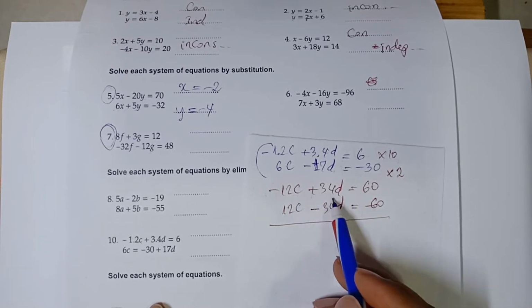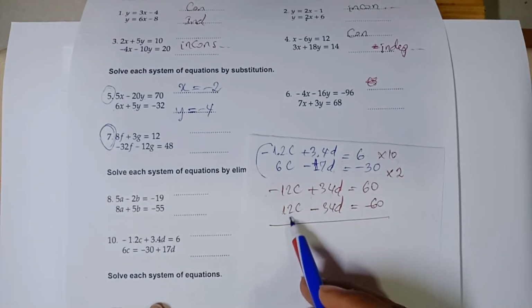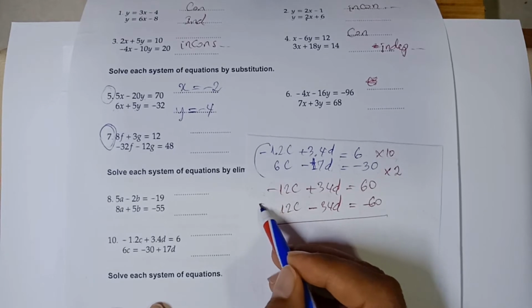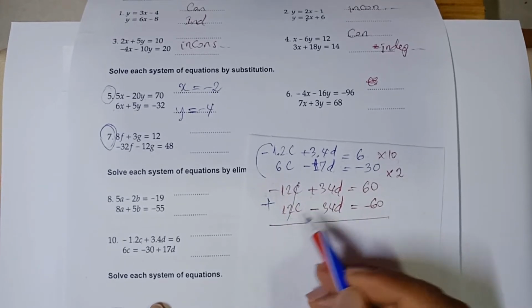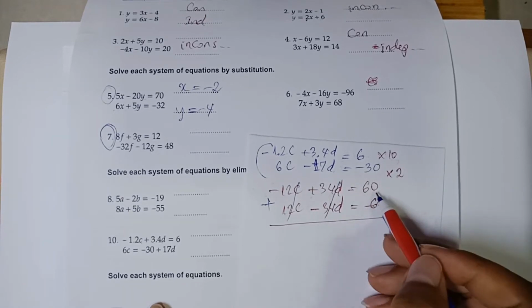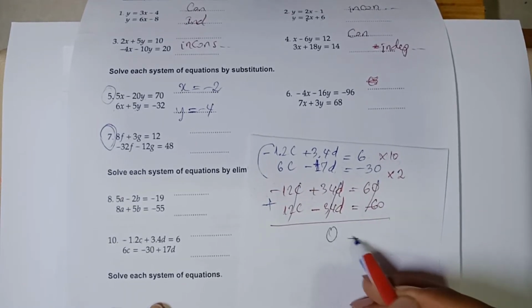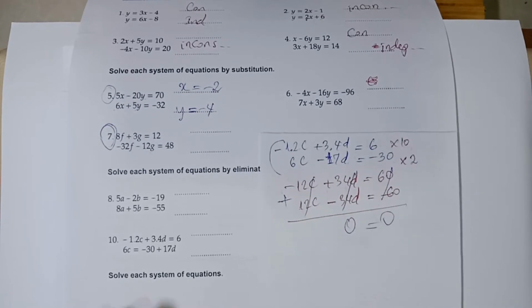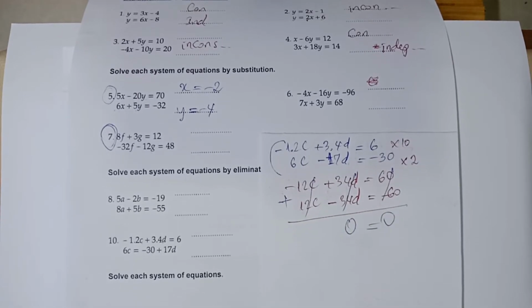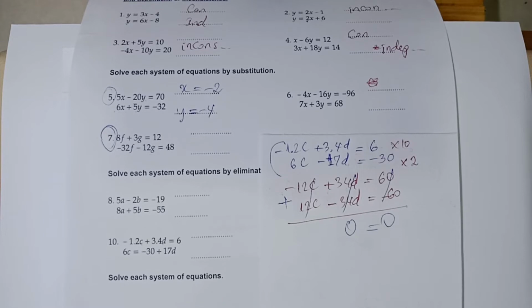Okay, so you plus together. So when you plus it together, it's 0, this is 0, this is 0. Alright, we have 0 equal to 0. So it implies that this is a many solution, or you can say infinitely many solution, or just infinite solution. In either way is correct.